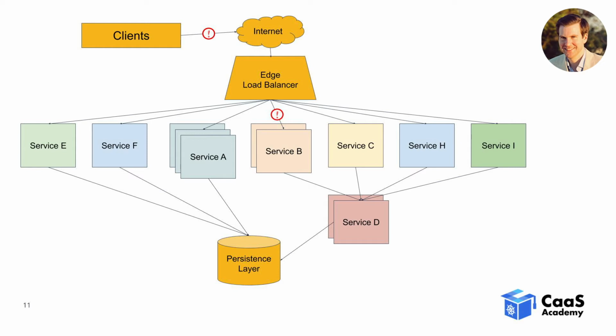Does that mean that service B itself is broken, or is it that the call upstream to service D is breaking? Is service D itself breaking, or is service D's connection to the persistence layer breaking? I have to answer all of these kinds of questions in order to find a root cause and have some hope of fixing this.